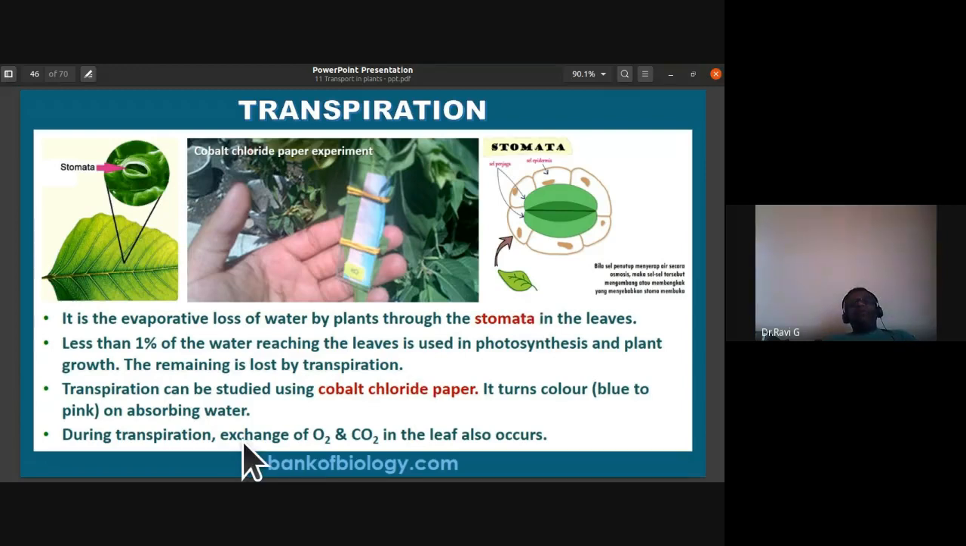Okay, so during transpiration, there is exchange of oxygen and carbon dioxide also taking place in the leaf simultaneously. Not only is there loss of water in the form of water vapor through the stoma, there would also be exchange of oxygen and carbon dioxide. Carbon dioxide is entering through the stoma for photosynthesis. Oxygen, which is synthesized during photosynthesis, might be leaving or exiting from the stoma.